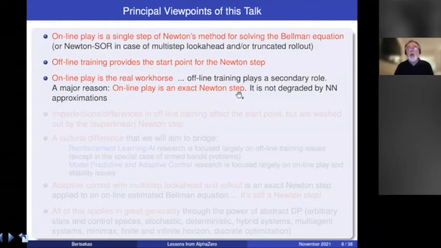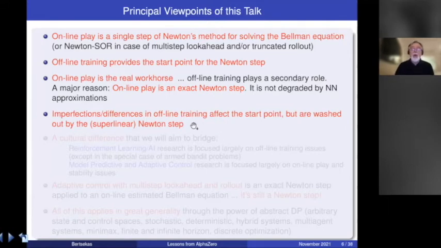It does not involve approximations. It's not degraded by neural network training errors. So that makes it different and much more powerful.